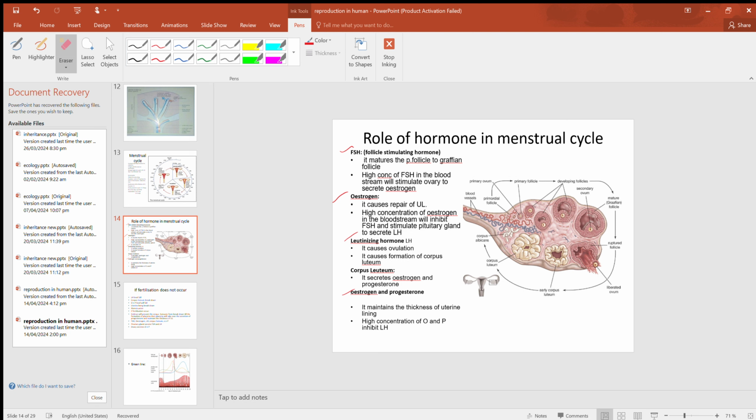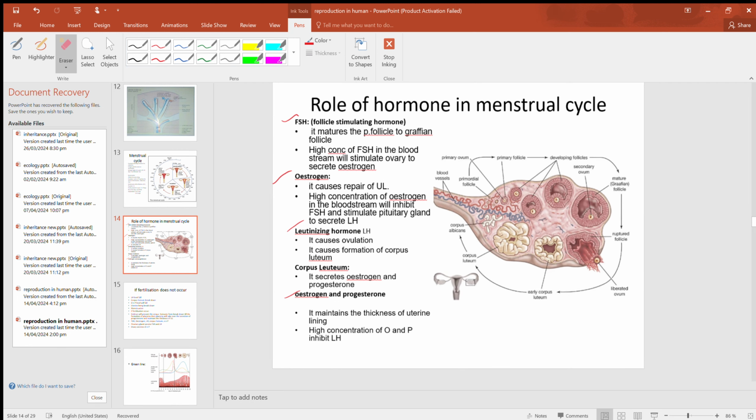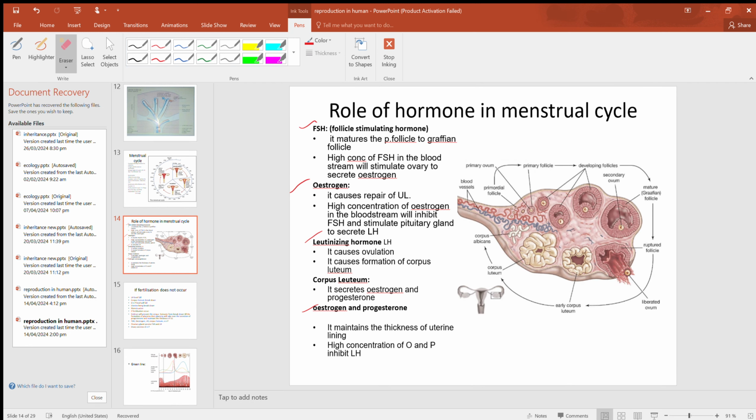Okay, now the role of hormones in the menstrual cycle. We know what happens in the menstrual cycle: certain cyclical changes happen in the ovaries as well as in the uterus. So what is responsible for those changes? The hormones are responsible for those changes. What are the names of those hormones? Follicle stimulating hormone, estrogen, LH or luteinizing hormone, and progesterone.